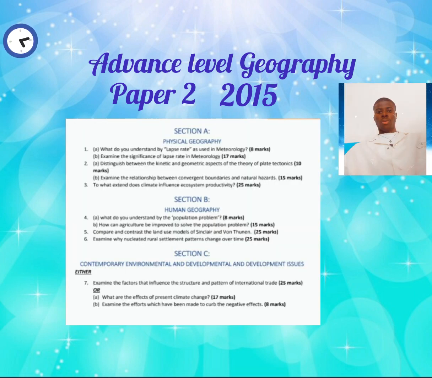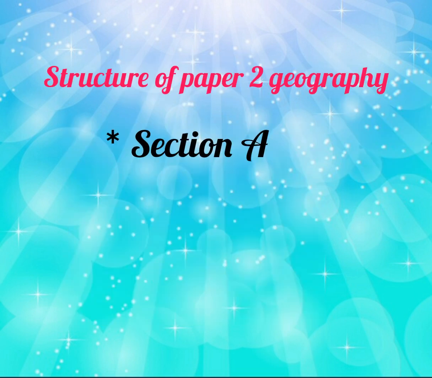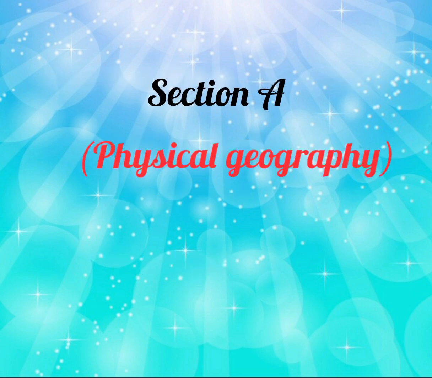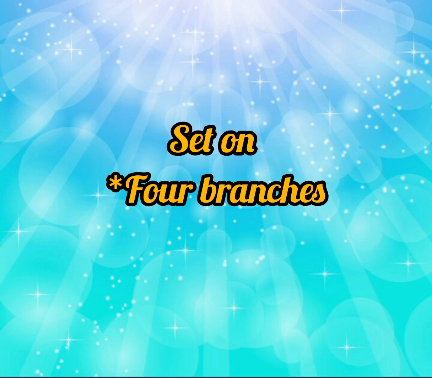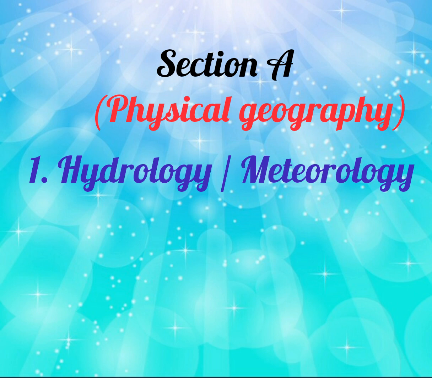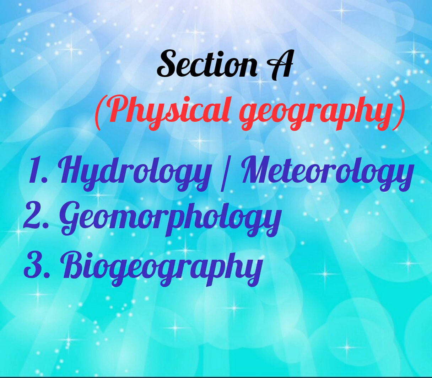Now, normally for the advanced level geography paper 2, it's good to know how the paper is structured. The paper is structured into 3 sections. You have section A, section B, and section C. Section A is physical geography, and it's set on 3 branches. You have question 1, which is from hydrology and meteorology, question 2, geomorphology, and question 3, biogeography.